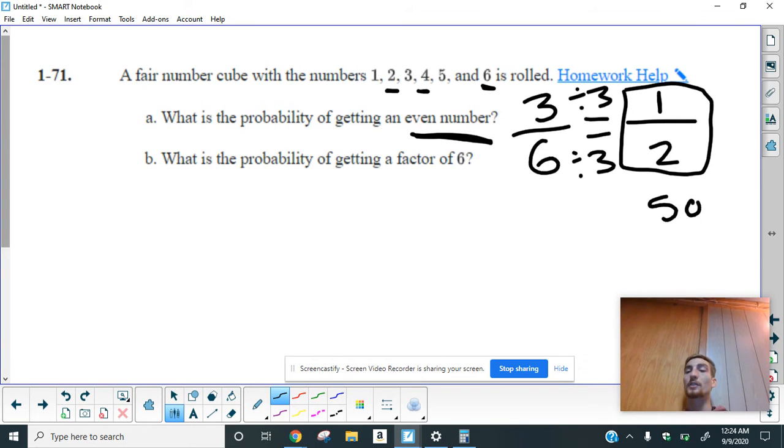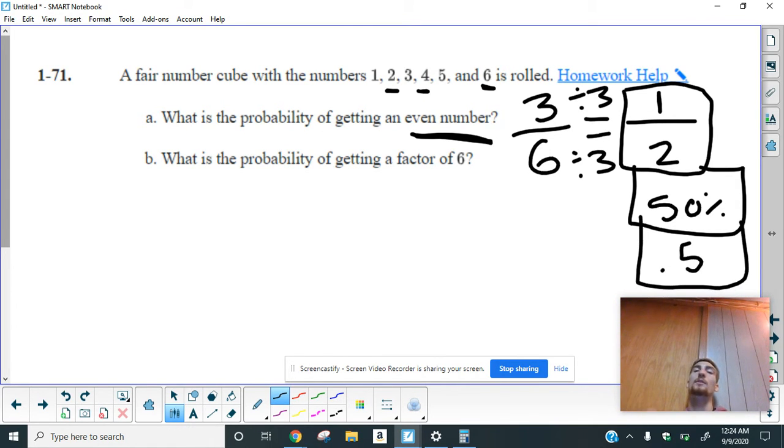or as a percentage, 50%, or as a decimal, 0.5. All right, those are 3 ways that we can write our probability. Next, we're looking at part B. It says, what is the probability of getting a factor of 6?